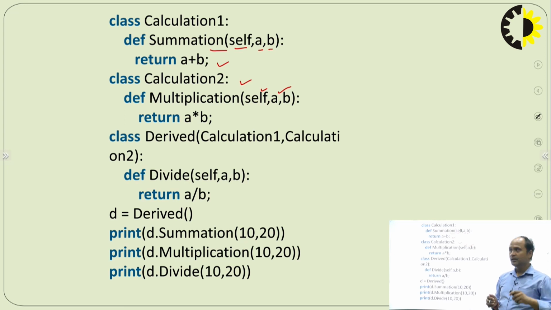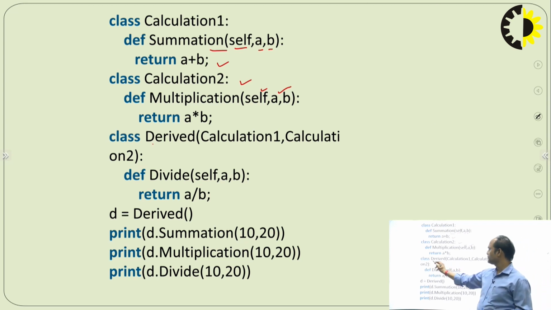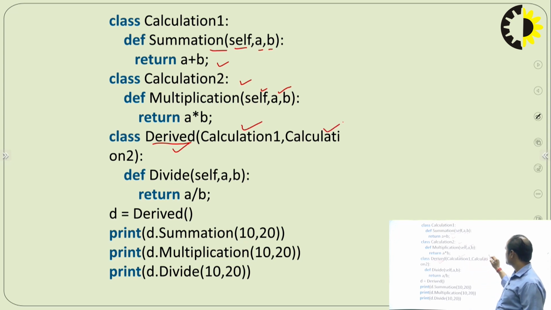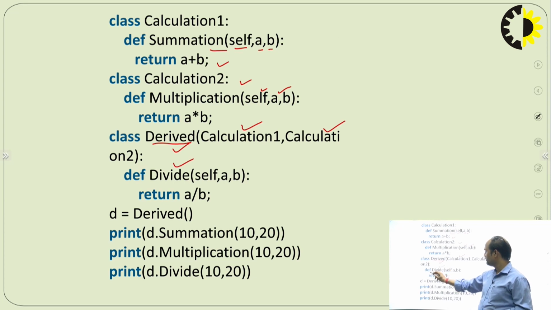After that, we can create a child class inherited from base 1 and base 2. What is the name of the child class? That is Derived. We create the Derived class from the base 1 class and base 2 class. After that, we use a function named definition divide(self, a, b). This is the method of that child class, and we return a divided by b, and then we can create the object.